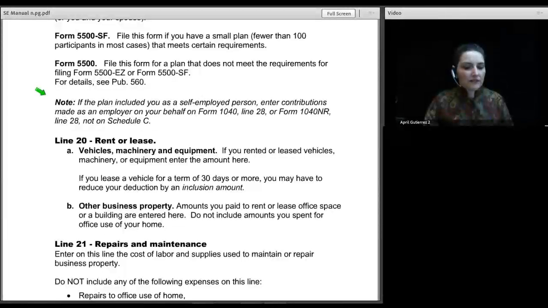Note, if the plan included you as a self-employed person, enter contributions you made as an employer on your behalf on Form 1040, line 28, or on Form 1040 NR, line 28, and not on Schedule C.